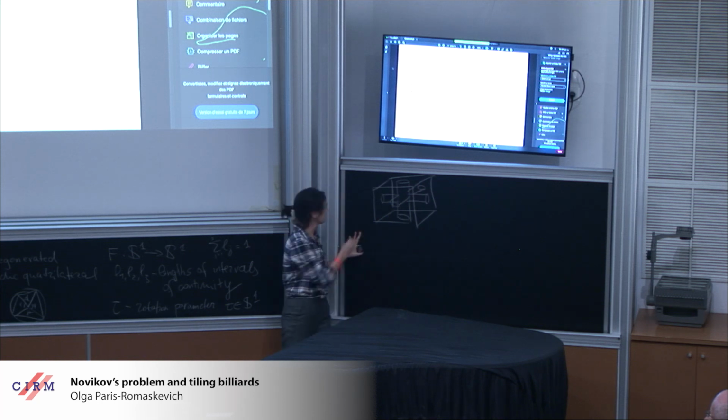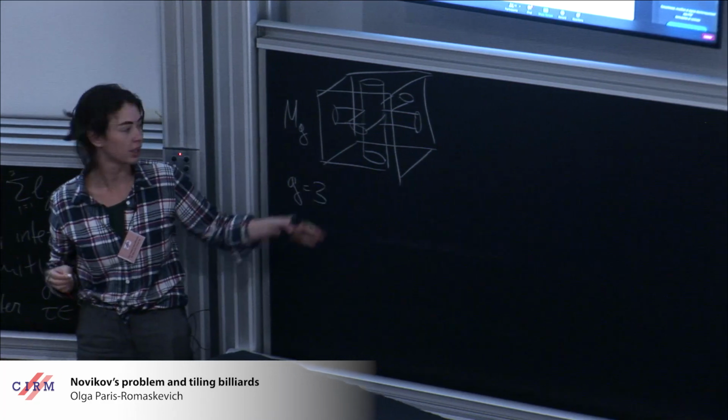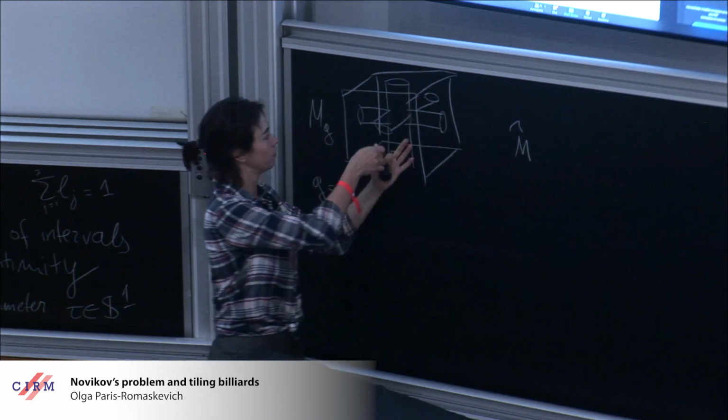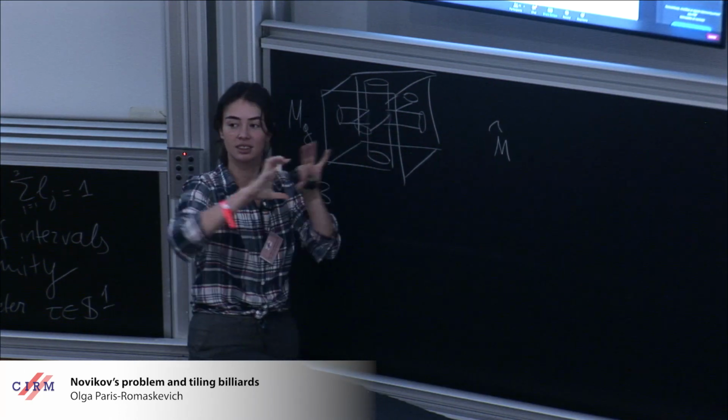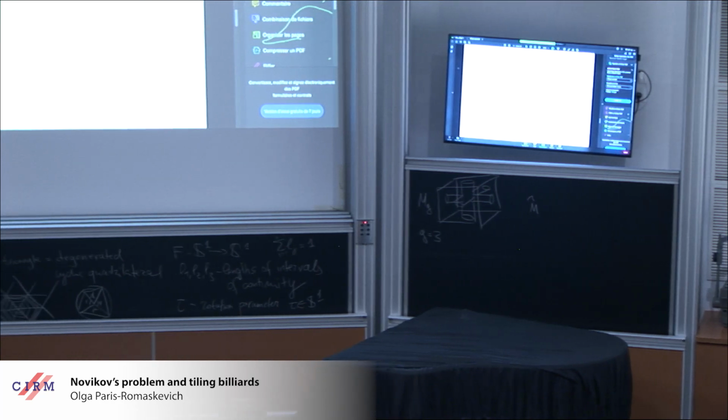So this is a surface M of genus 3. But you can do other much more complicated pictures, and then M hat is a labyrinth of this kind of pieces connected together all over R3. And Novikov's question was: what happens if you cut this construction by a plane?